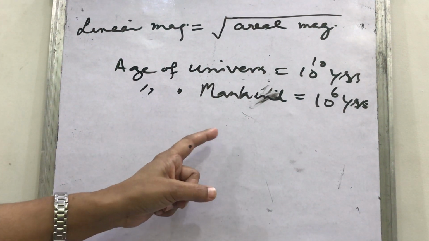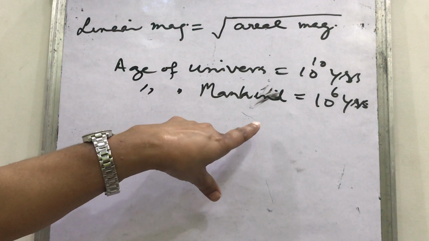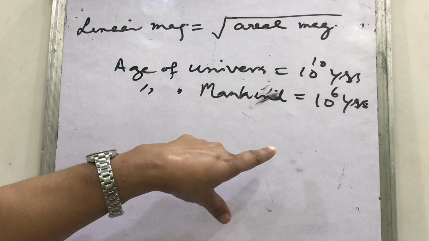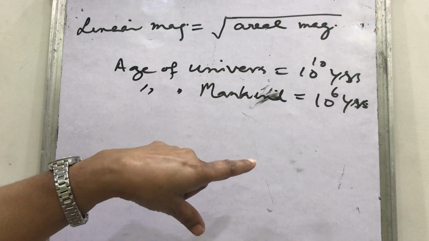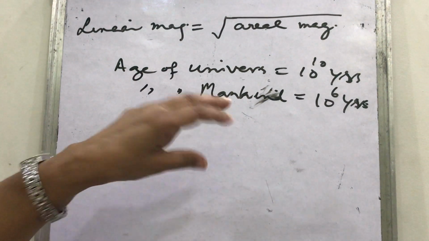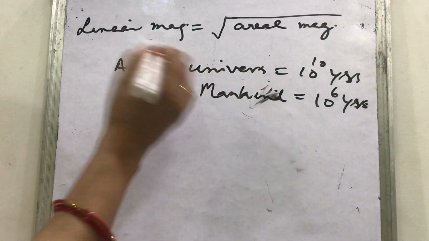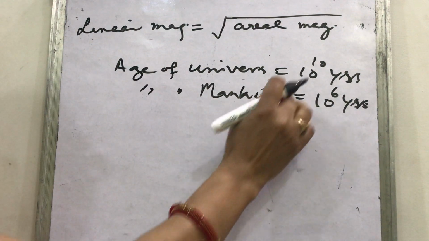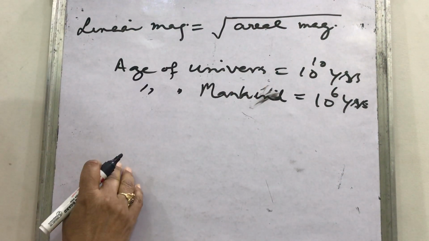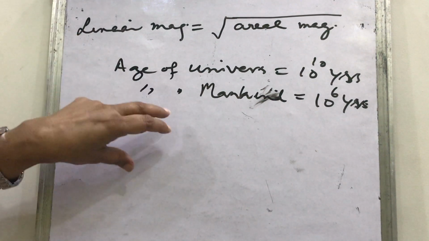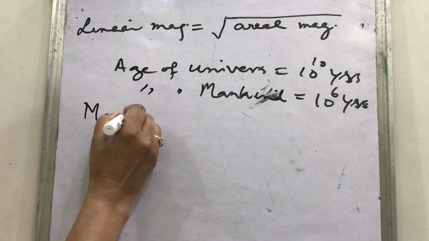The question says that if the universe is 1 day, then for how many seconds would man have existed? If the age of the universe is 1 day, how will you find that? Look, linear magnification, you have read this formula. How will you apply that formula in this question? You will write the magnification in time.